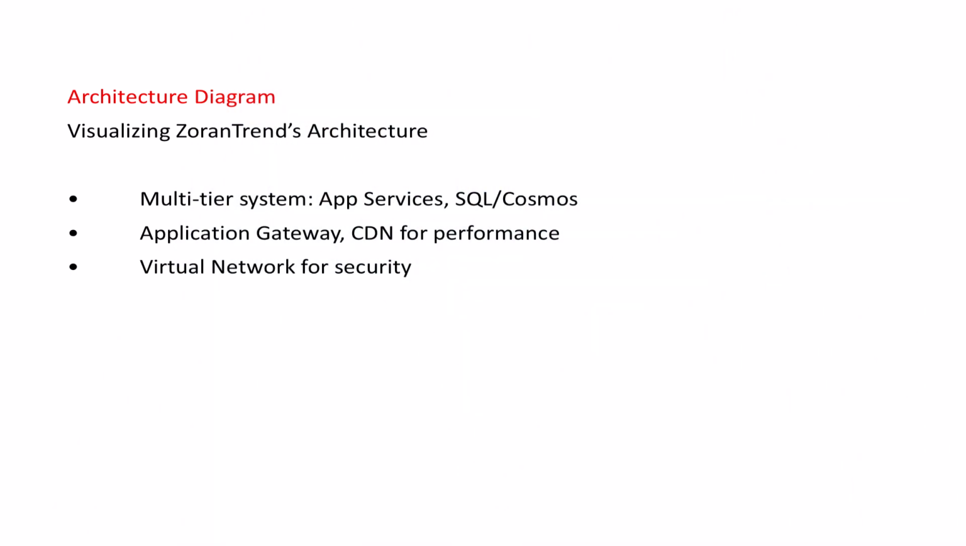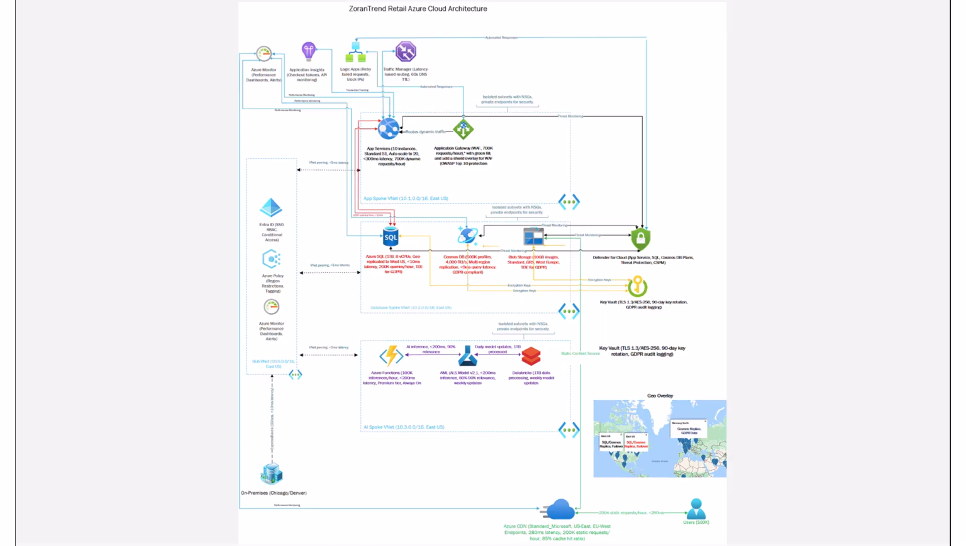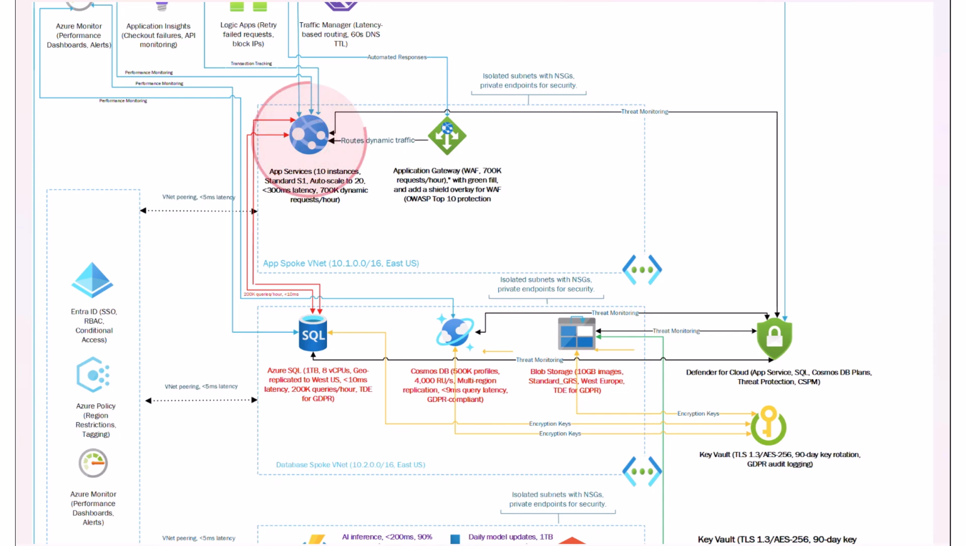Now Part 2, Architecture Diagram Document. The Architecture Diagram Document maps Zoran Trend Retail's new online store as a multi-tier system in East US, featuring 10 app service instances across availability zones for 99.9% uptime, managing 1 million requests per hour.